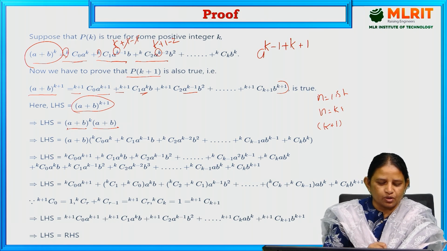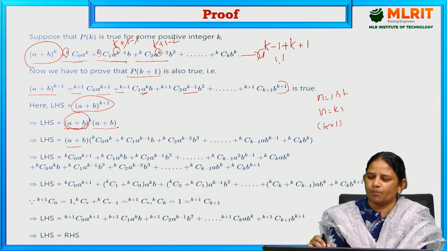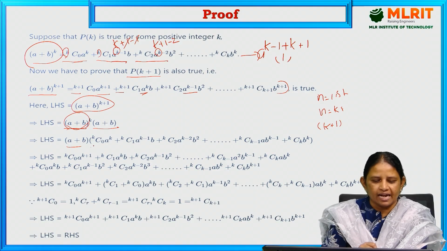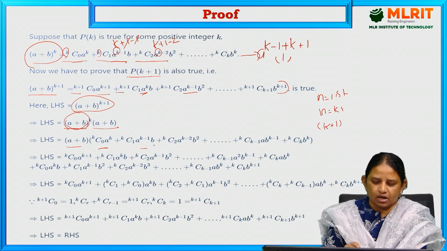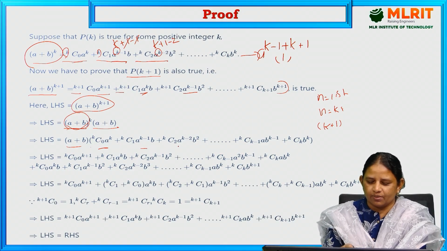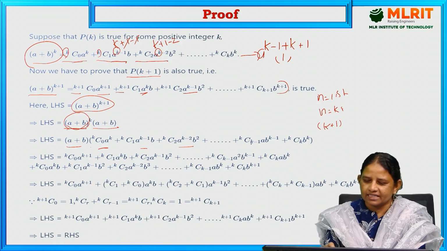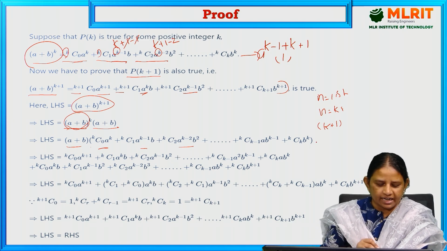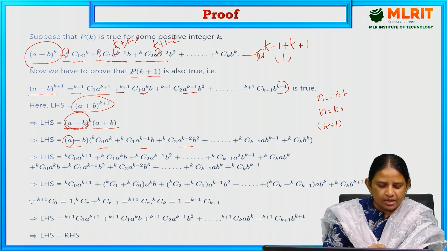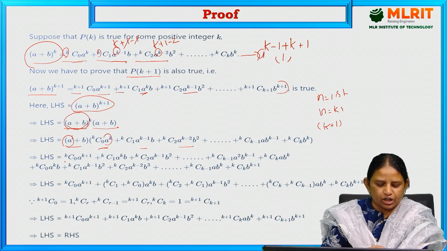Take LHS, we know what a plus b is, written as it is. a plus b to the power of k is already present in equation number 1. Substitute the same equation: kc naught a power k, kc1 a power k minus 1 into b, kc2 a power k minus 2 b square, and so on, kck minus 1 a b to the power of k minus 1, kck into b to the power of k. Take LHS and take a plus b, that is kc naught a power k into a, that is a to the power of k plus 1.